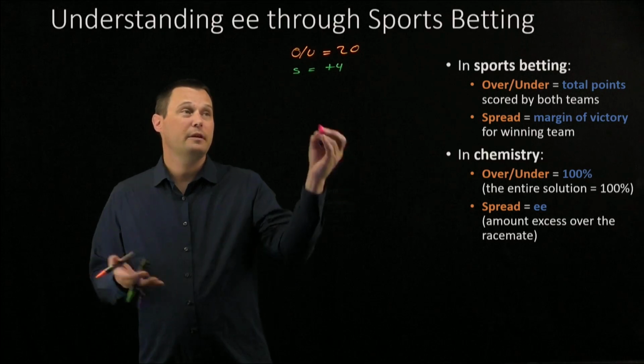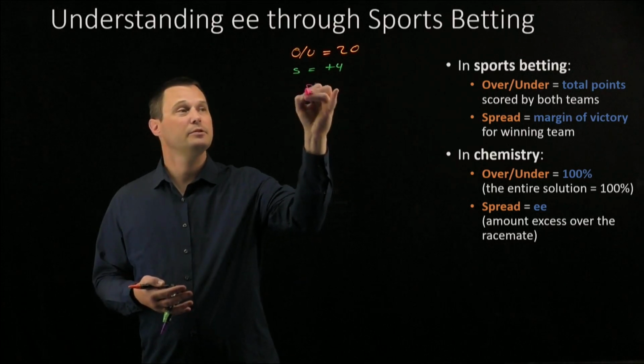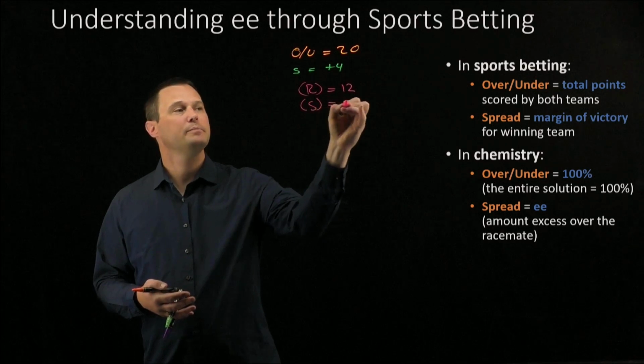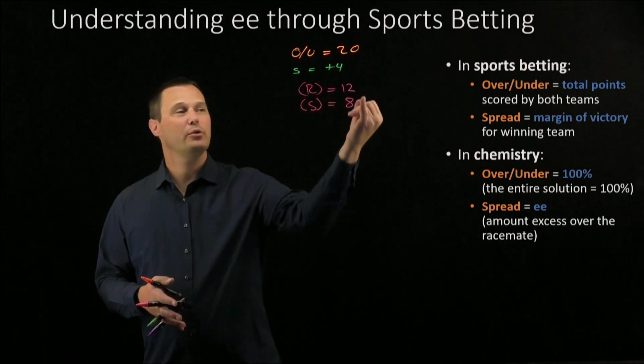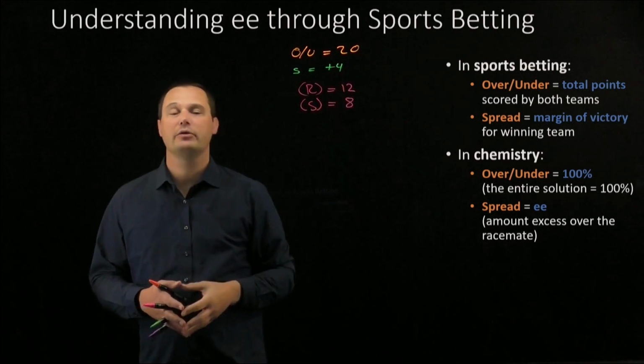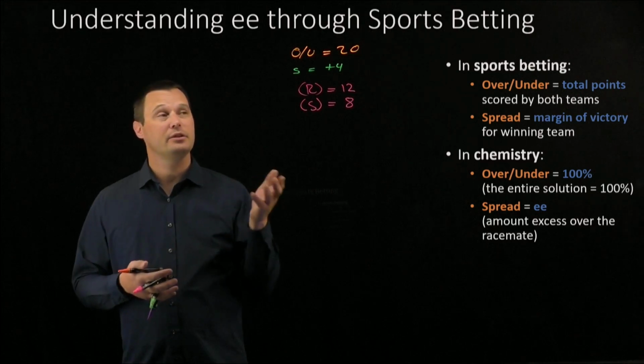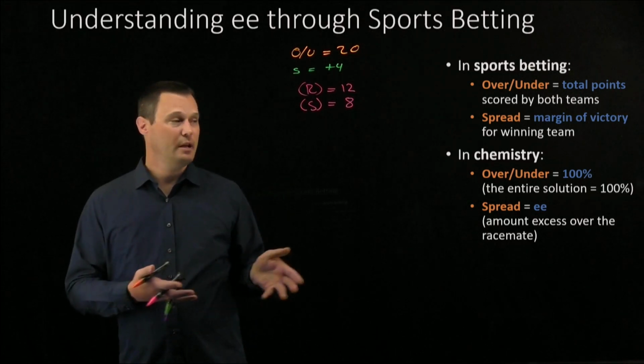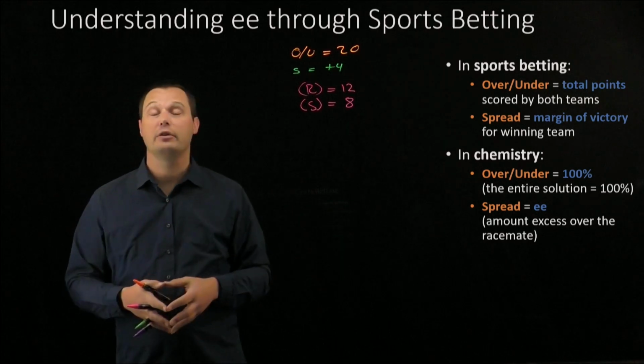And that would be if your favorite team, let's call them the Reactors, gets a final score of 12, and the losing team, we'll call them the Separators, has a final score of 8. That would put the total number of points at 20 and the margin of victory at 4. Using enantiomeric excess to determine the ratio of enantiomers in a mixture follows this exact pattern. In chemistry terms, we always assume the over-under is 100%.